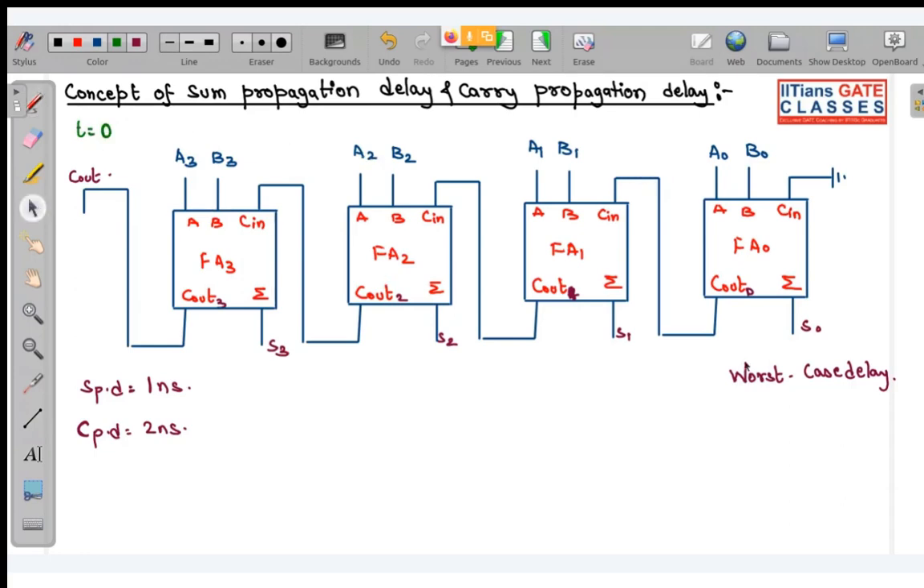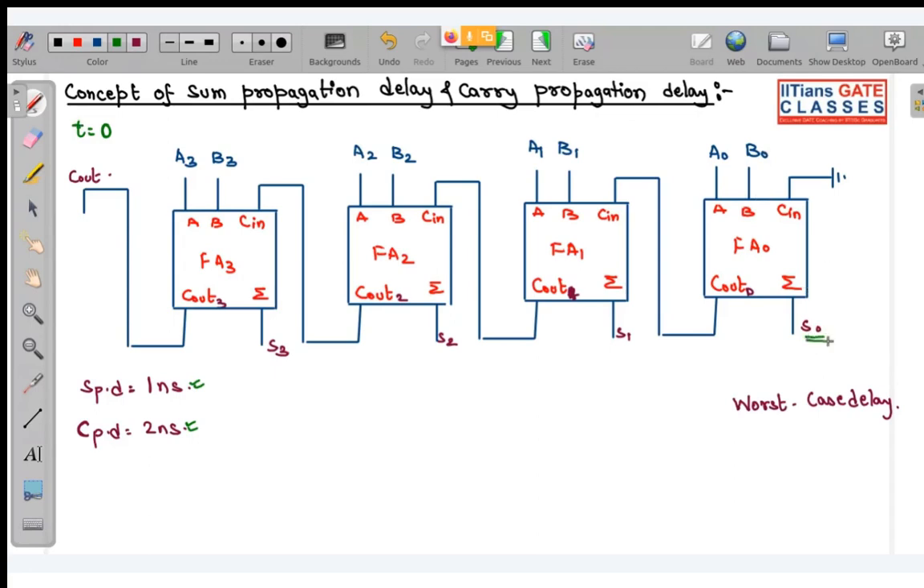So here you can see that for generating the sum of any full adder, it will take 1 nanosecond, and the carry will be generated after 2 nanoseconds. So look very carefully. I have applied inputs A3, B3, A2, B2, A1, B1, A0, B0 at t equal to 0. I cancelled that input because it would have been very difficult to actually show. But look here. So you can see what?